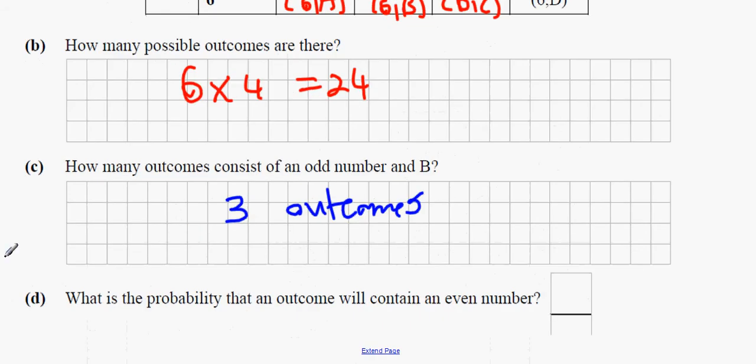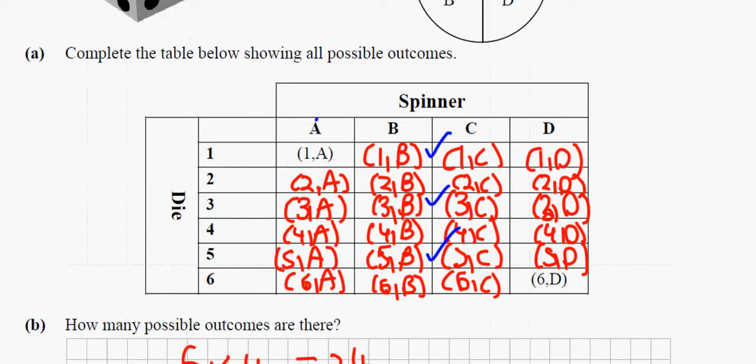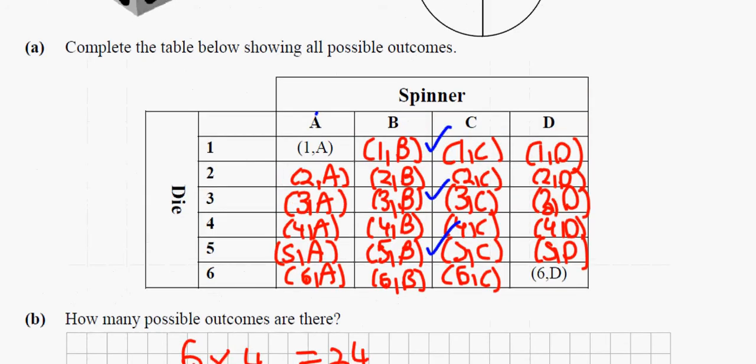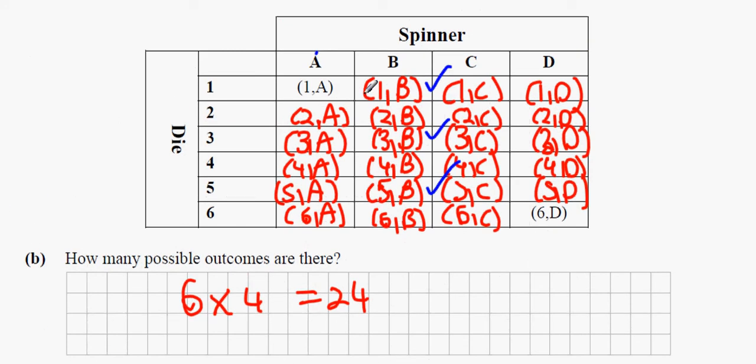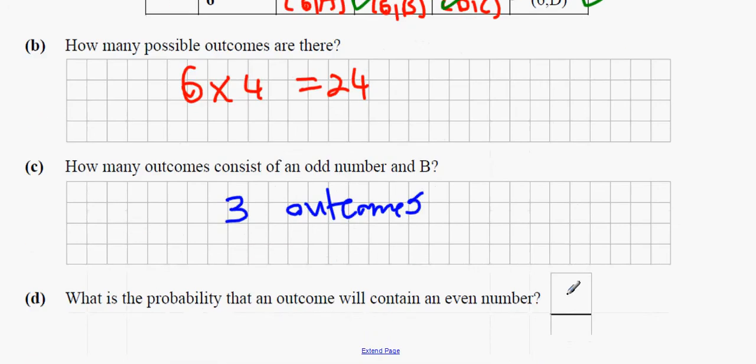What's the probability that an outcome will contain an even number? Let's count how many even numbers there are. Okay, so even numbers. 1, 2, 3, 4, 5, 6, 7, 8, 9, 10, 11, 12. 12 out of the 24. Put that into your calculator, guys. Make sure you get the lowest fraction possible. It's going to be a half.